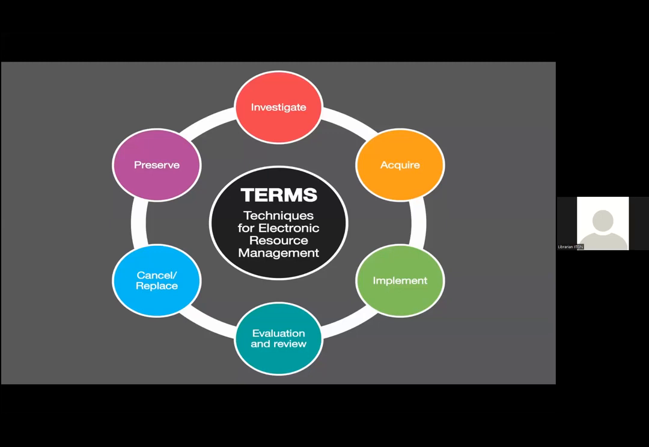Okay. So investigate, acquire, and implement. Implementation is basically acquiring and providing access to it. Evaluation is evaluating the usage, basically how useful this particular e-resource has been. And then cancel and replace: based on the evaluation, the usage, and taking various factors into account, one can take a call on whether to renew or not to renew, or replace with something new. That's the step. And then preserve.